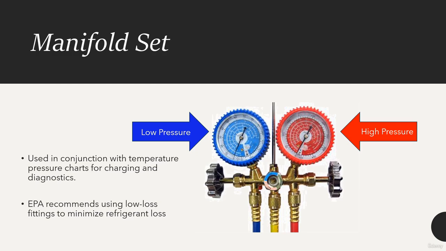Step 5 would be reading the low pressure gauge. This gauge measures the pressure of the refrigerant leaving the evaporator and entering the compressor. The pressure indicated on the low pressure gauge will also depend on factors such as the refrigerant type and system conditions. It will generally be lower than the high pressure side.